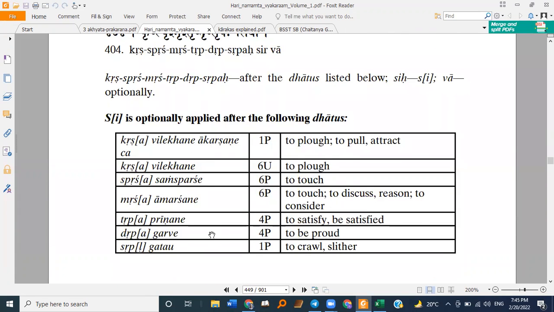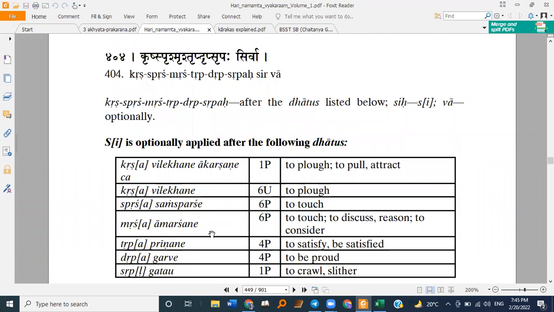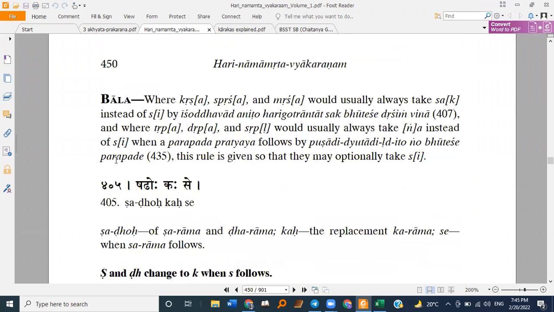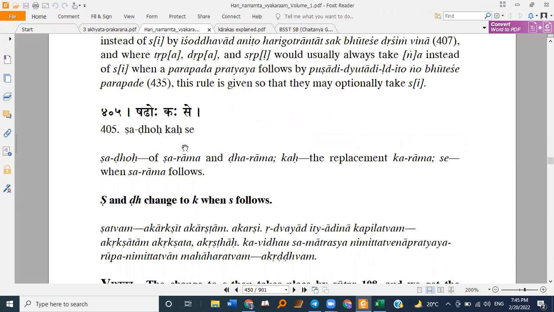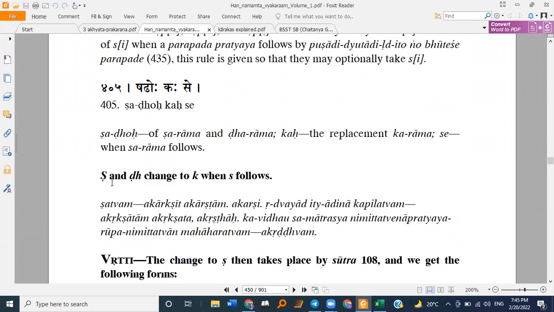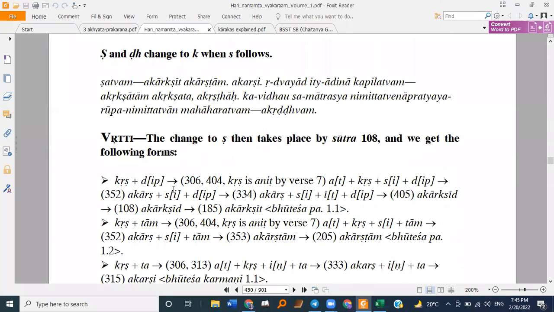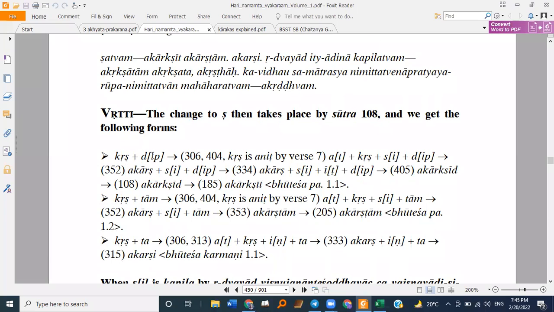So all of these dhatus, when they are declined with bhutesh pratyaya, or pratyayas rather, C is optionally applied. And shadho ka se, sh and dha change to ka when sa follows. So let's do it. So krish, yukt, dip, dhatu puramat, and this is the place where we are inserting C one time, and the next sutra will see an application where we want to insert C. So we insert C here.